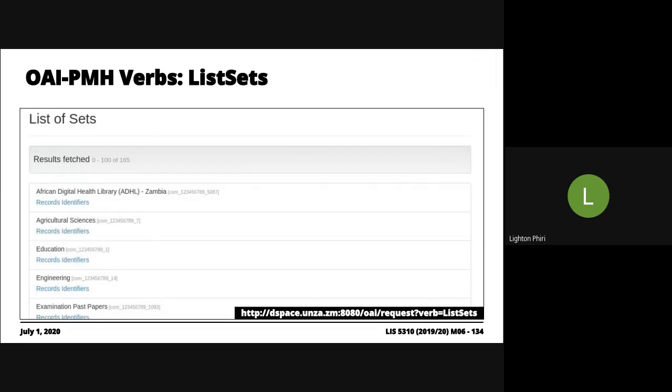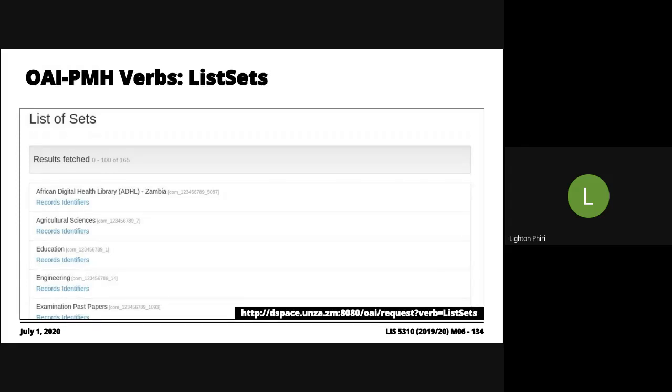The list sets verb spits out the hierarchical structures that have been implemented on that repository. These hierarchical structures conform to, for the case of DSpace, so-called communities and collections. The way that you organize objects in a digital library that is implemented with an open source platform like DSpace is you organize them in structures called communities and collections.